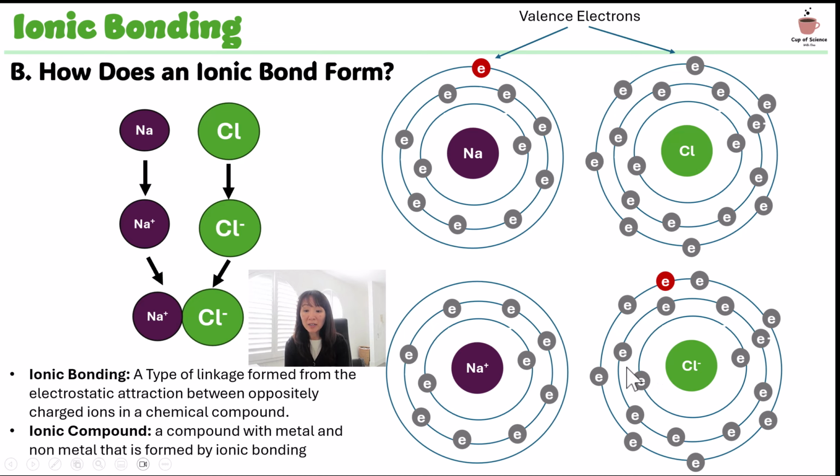So ionic bonding works hand in hand with the metal, which is the sodium, and the non-metal, which is the chlorine. All ionic compounds will consist of a metal and a non-metal. The first will be the metal, and the second will be the non-metal.